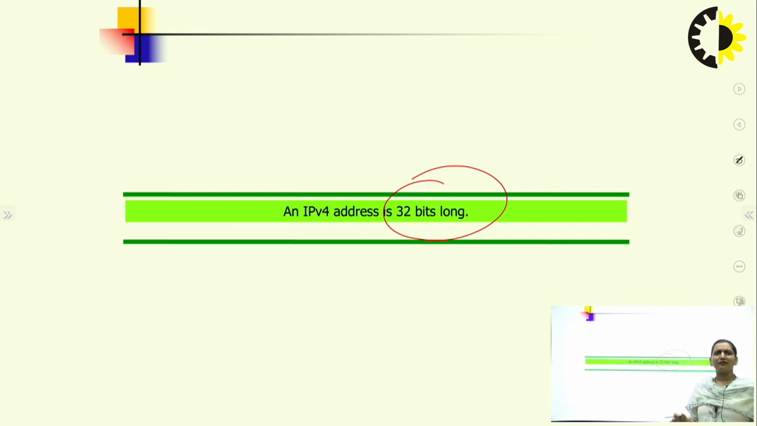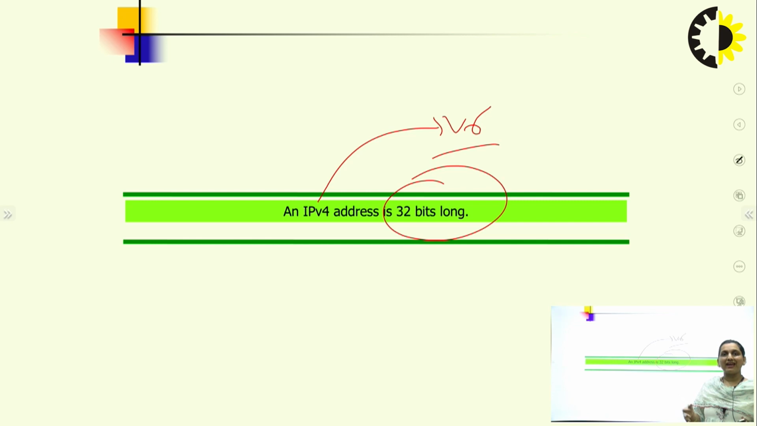If lots of computers are being added to a network and we don't have enough IPs to assign, we will move from version 4 to version 6. For that, we have to convert version 4 to version 6, and the IP address space will increase, as will the number of computers that can be added to a network.